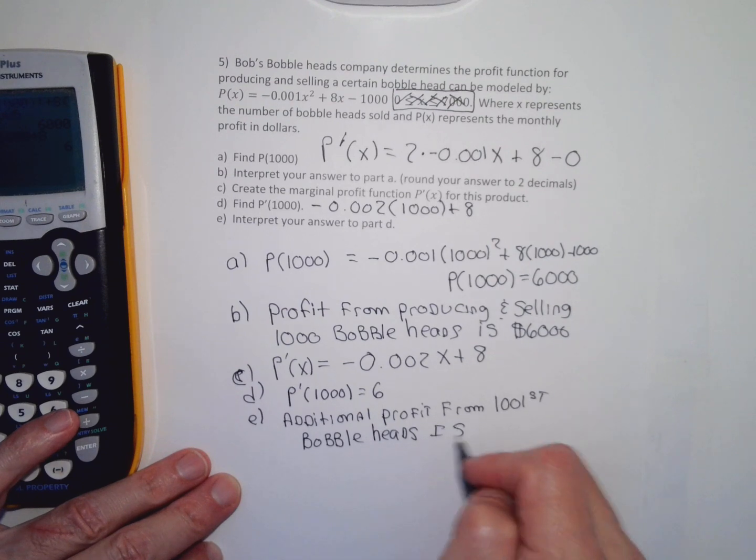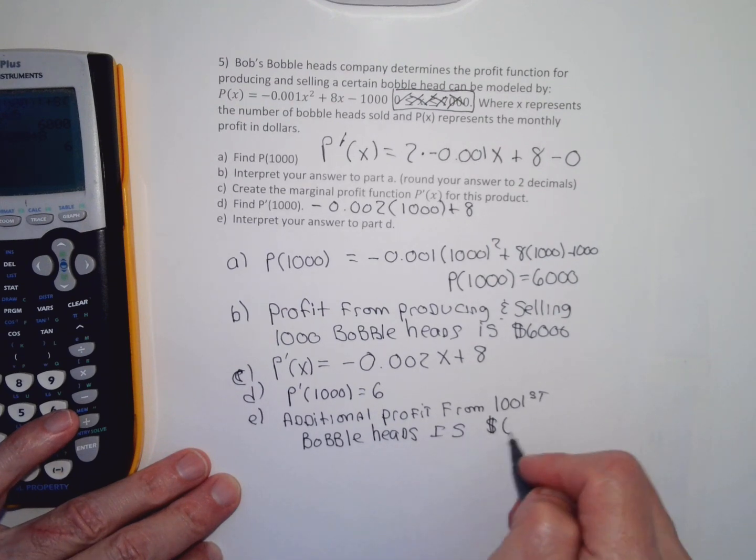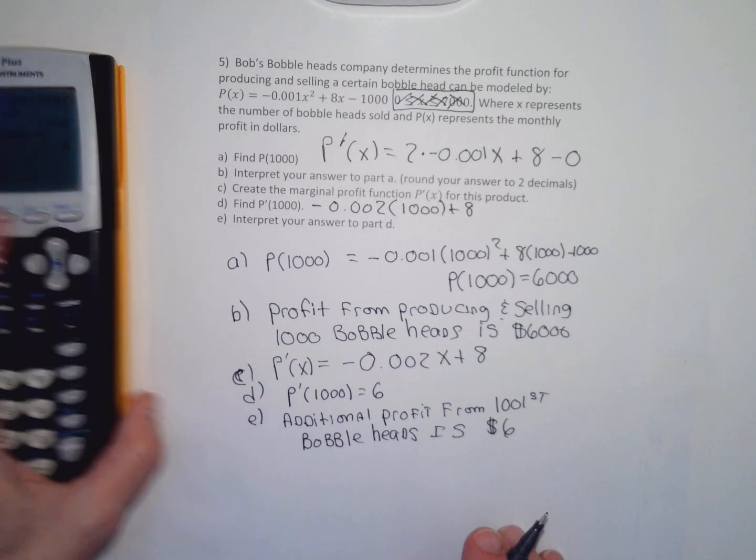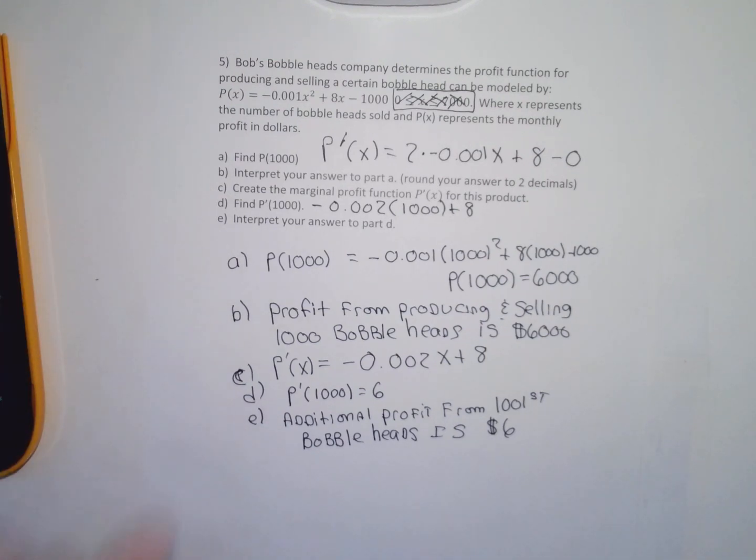So I'm going to get an extra $6 in profit from that thousandth and first. So always for marginal, you have to increment by 1 the number in the parentheses.